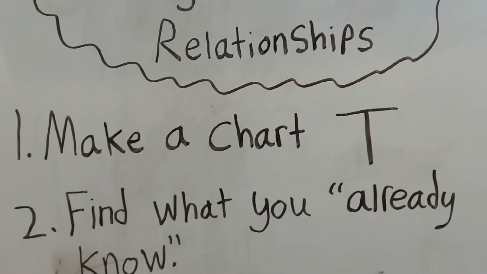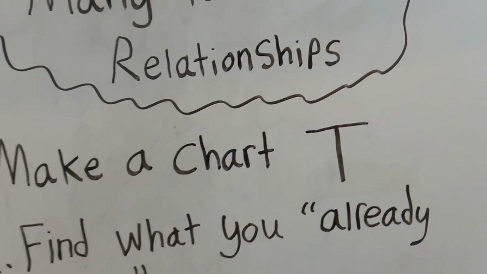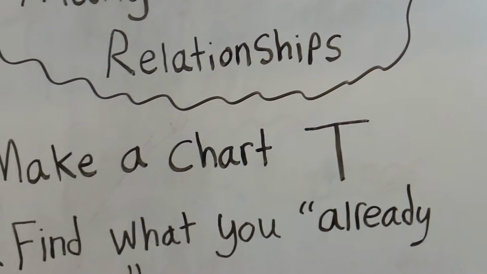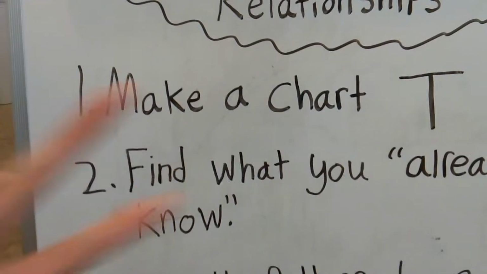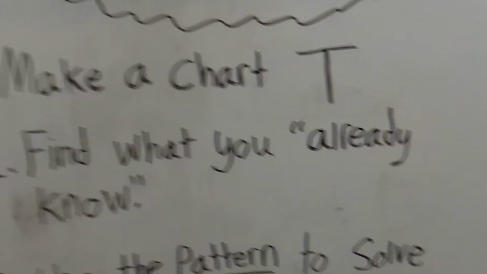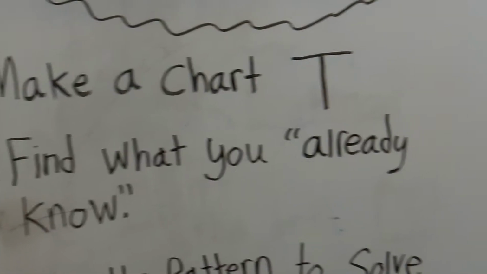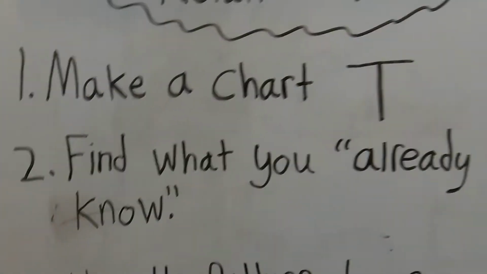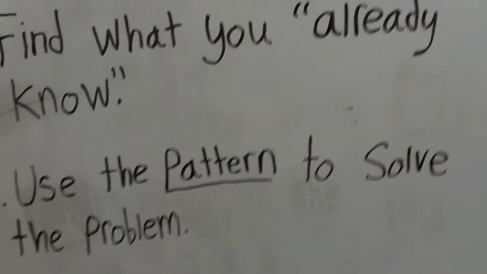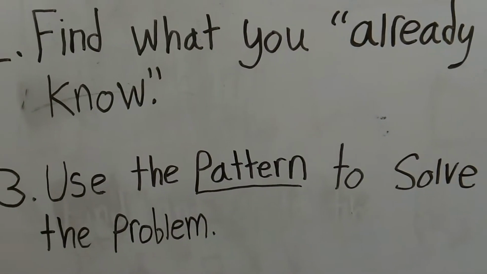So here are my steps. Number one, I need to make a chart because that's going to help me organize my information. Number two, I need to find what you already know about the problem. Like, how do we know how many fingers a hand has or how many toes are on a foot? And finally, number three, we're going to use that known pattern to solve the problem.